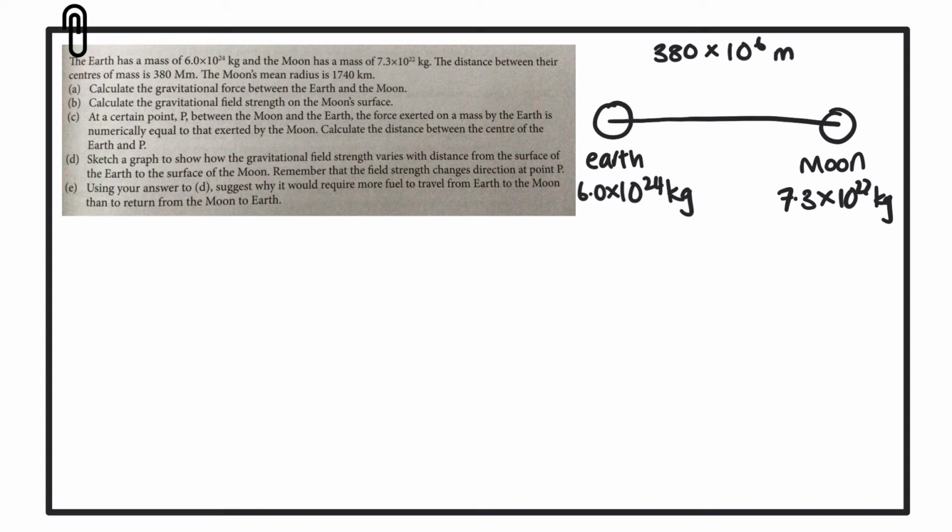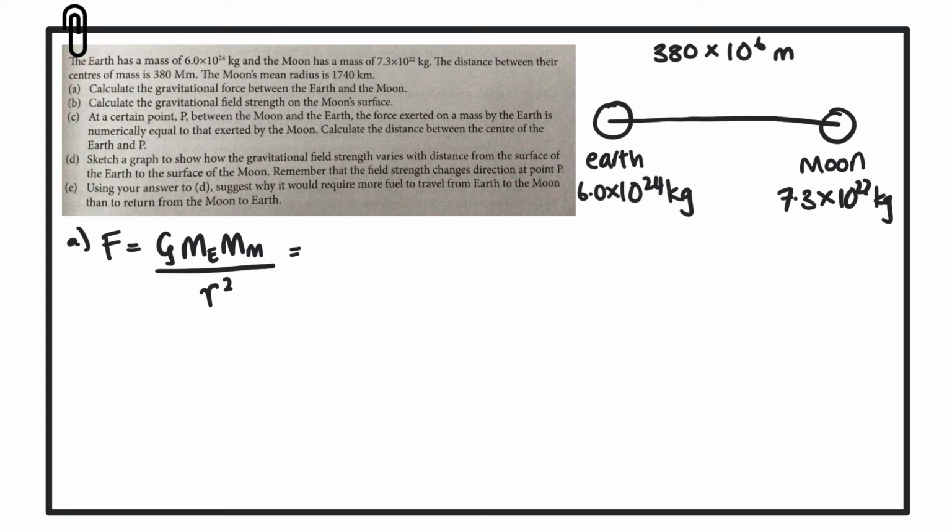So, part A, calculate the gravitational force between the Earth and the Moon. So let's start off with our equation. Force is equal to the gravitational constant multiplied by mass 1, in this case that's the mass of the Earth, multiplied by mass 2, which in this case is the mass of the Moon, divided by their separation squared.